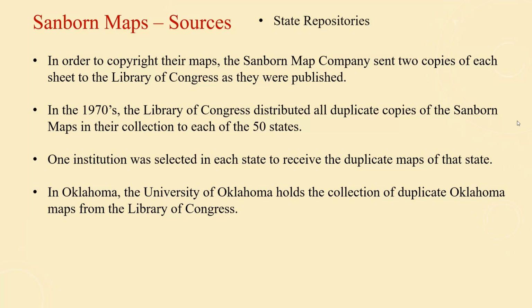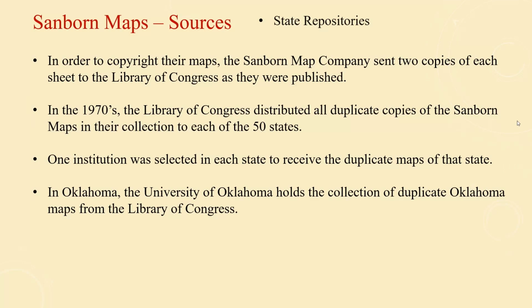So they selected one institution in each state to receive all of these duplicate maps. And in Oklahoma, the University of Oklahoma holds the collection of Sanborn maps from the Library of Congress, duplicate maps. So you can go to the Western History Collection, the Western History Reading Room at the University of Oklahoma, and you can ask to see these maps there. A lot of the institutions that receive these maps, like the University of Texas, for instance, have digitized them and put them online, but Oklahoma, unfortunately, has not done that. So the only place to see them in Oklahoma is by going there.